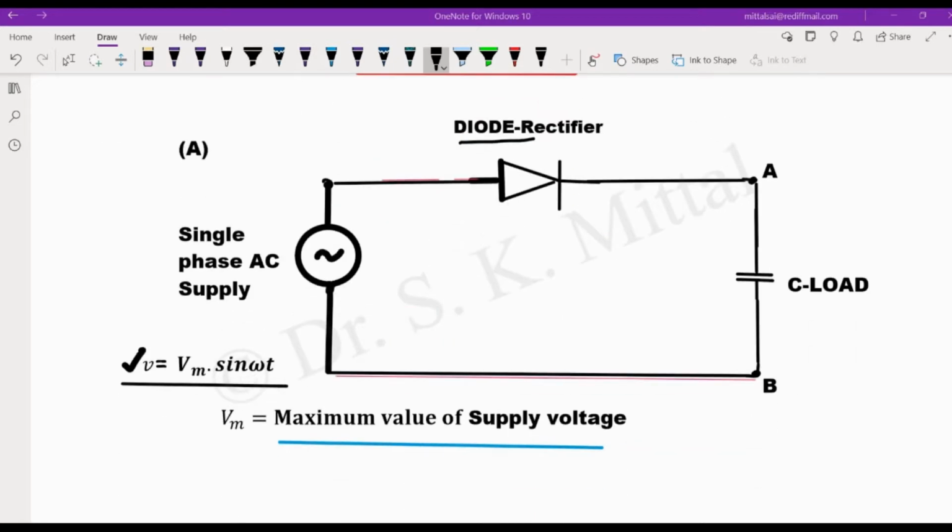See the circuit diagram. There are two types of circuit diagrams here. Sometimes the voltage required across the load is nearly equal to the AC supply voltage RMS value. Then the single phase AC is directly connected to the diode rectifier. In a half-wave rectifier, we use a single diode. Now, this is the load connected between the terminals A and B.